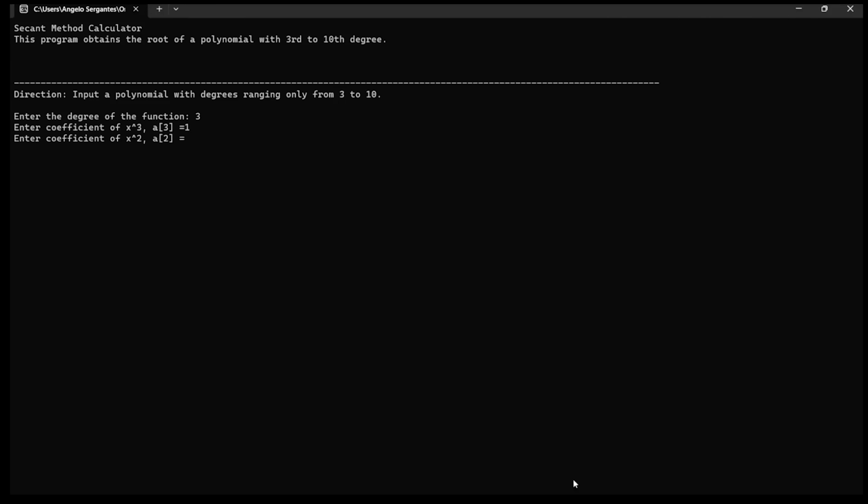For the second degree, we have positive 113. For the first degree, it is positive 2784. And for the 0th degree, we have negative 13,657.